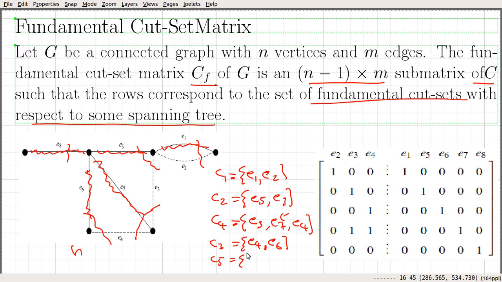So it contains only this edge E8, which is this branch edge. In that case it doesn't contain any chord edge. So that says, with respect to this spanning tree, this graph G has 5 fundamental cut sets. So if you look at this particular matrix, we can see that the first row corresponds to C1. C1 contains E1, E2, and this corresponds to C2, E5, E3.